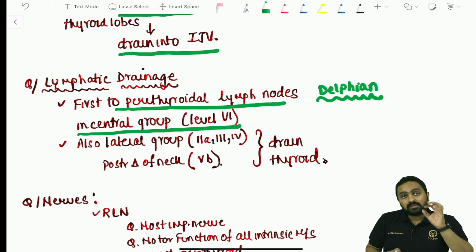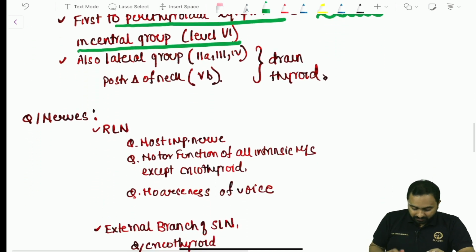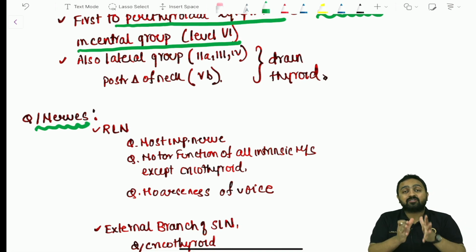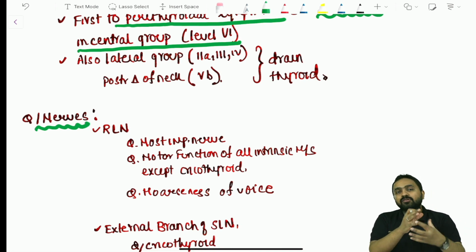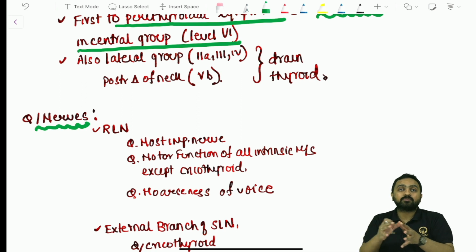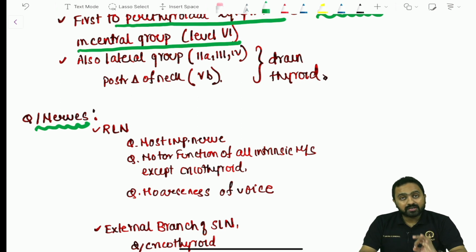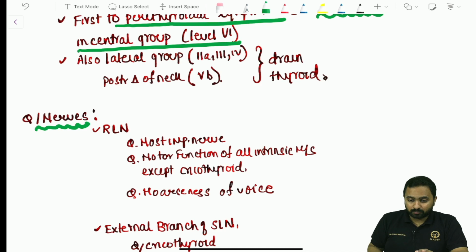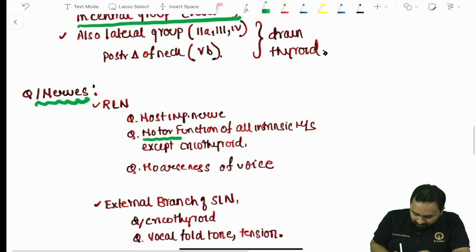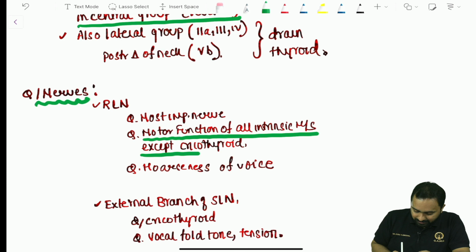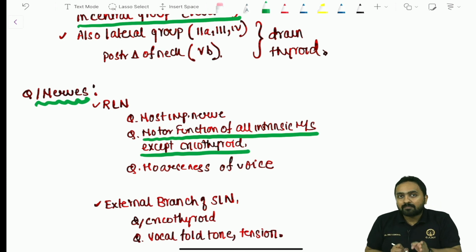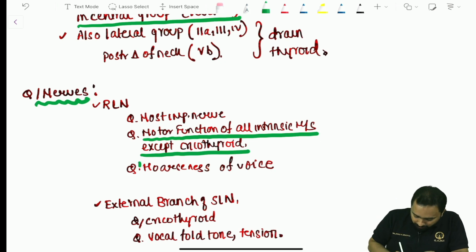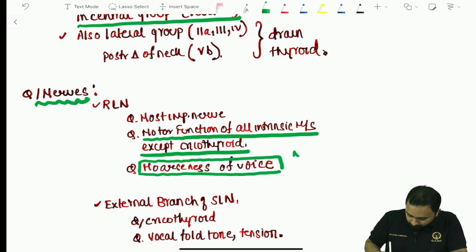Right. Now, the most important part in the anatomy is regarding the nerves, where they try to combine anatomical questions with surgical postoperative complications, right? The recurrent laryngeal nerve is actually the most important nerve, and it provides the motor function of all intrinsic muscles except the cricothyroid. Now, what happens if there is an injury of this recurrent laryngeal nerve? If there is an injury, the patient is going to complain of hoarseness of voice, right?